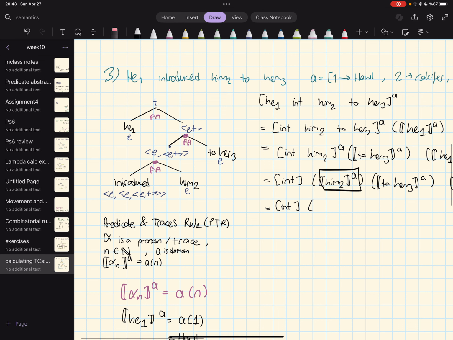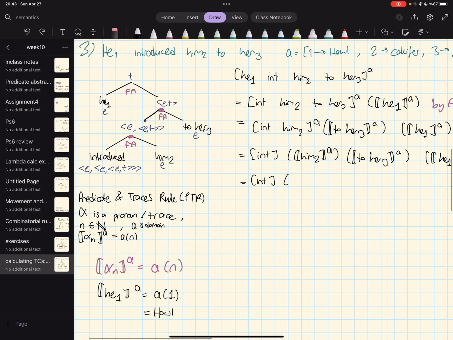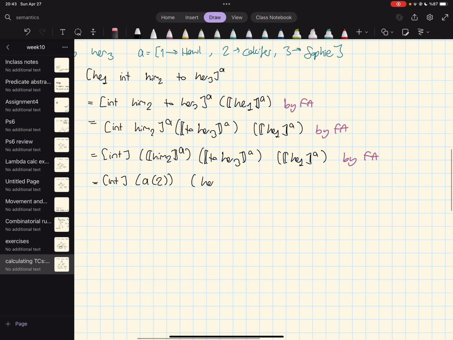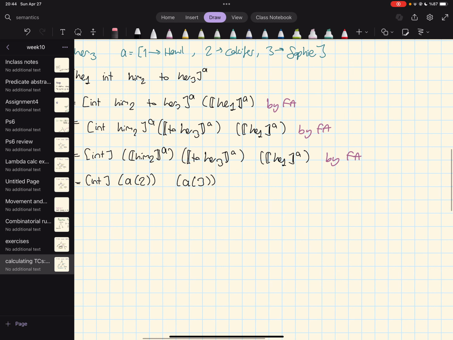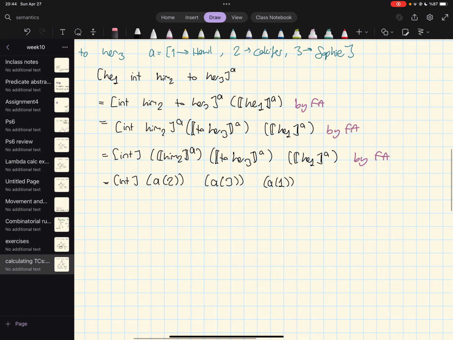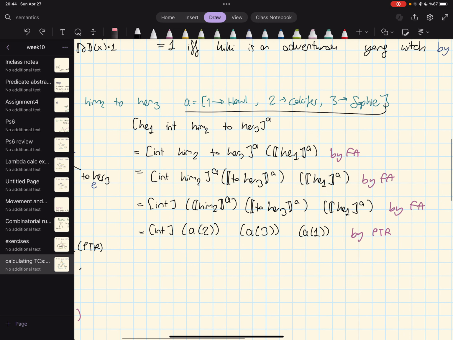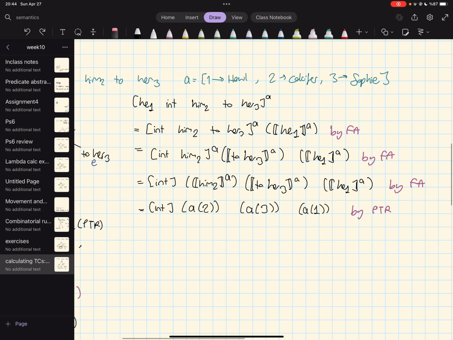When we see him like this, the notation of it is the assignment function A taking 2, which is its index, as the argument. And for this one, in the domain A, we take the argument 3, the index 3. We have 3 arguments. We have done this by PTR. And by simplification, what I can do is to take a look at the domain A, the assignment function A, and assign the names to my indexes.